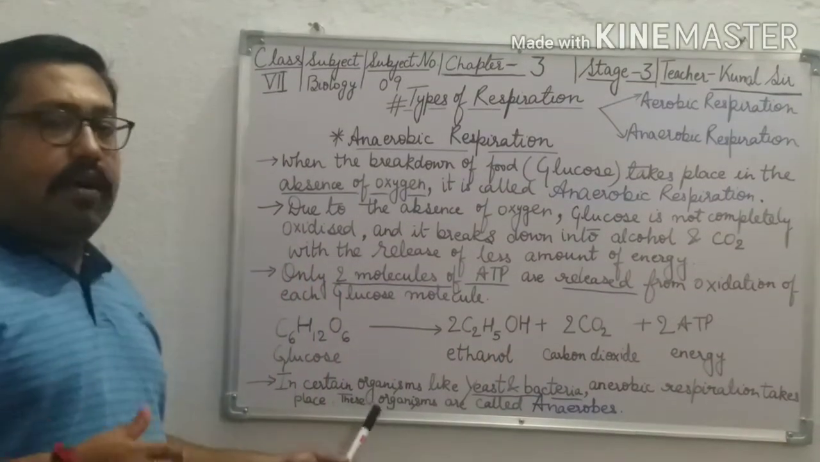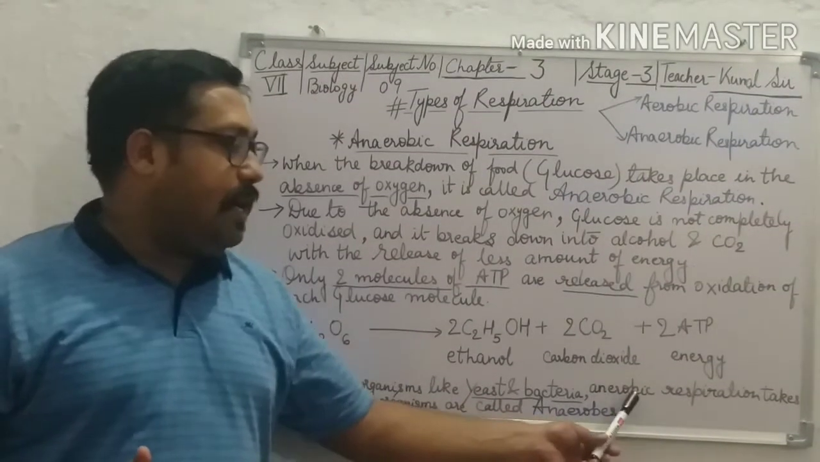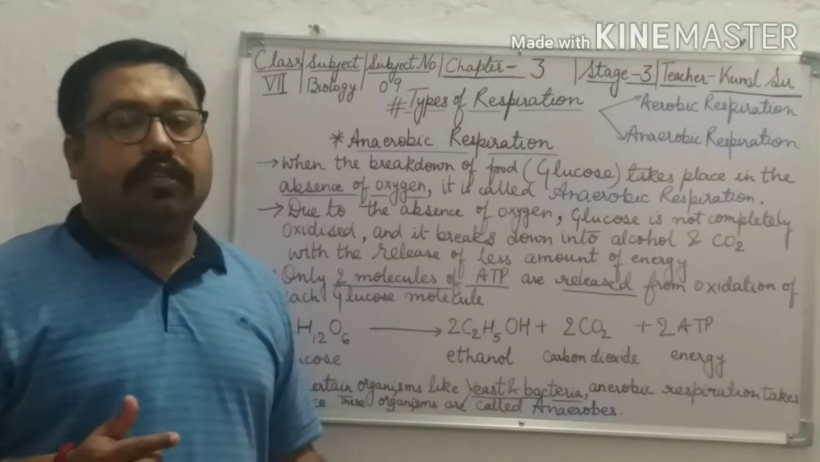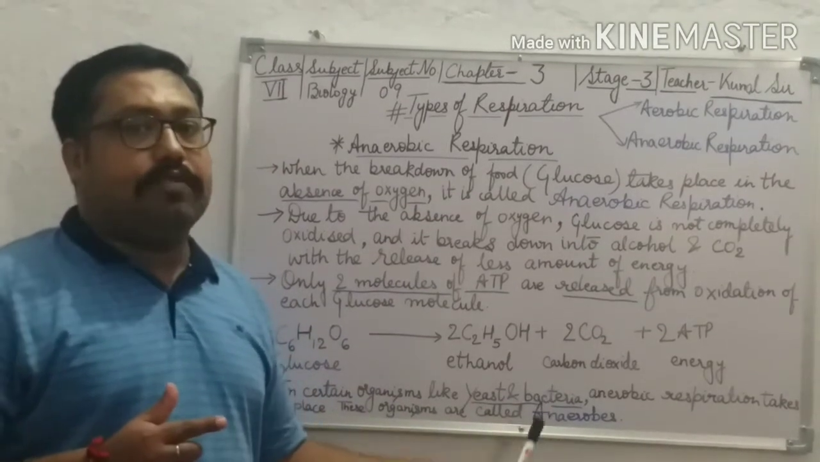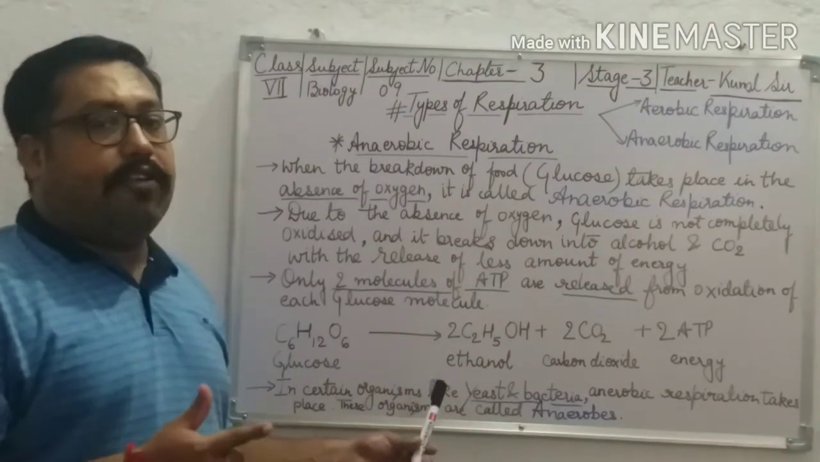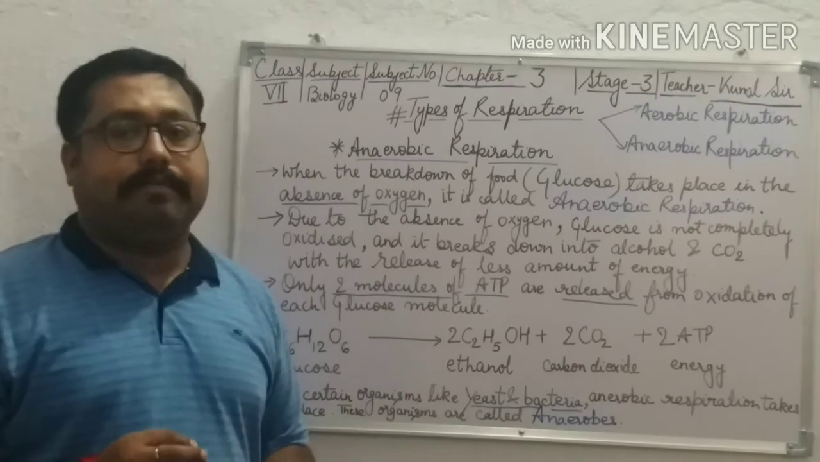There are certain organisms like yeast and bacteria that respire anaerobically. So they are known as anaerobes, because they respire anaerobically. Examples are yeast and bacteria.